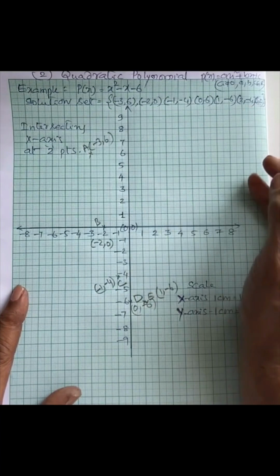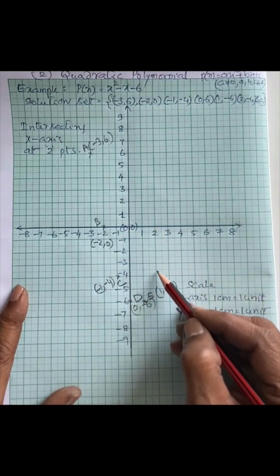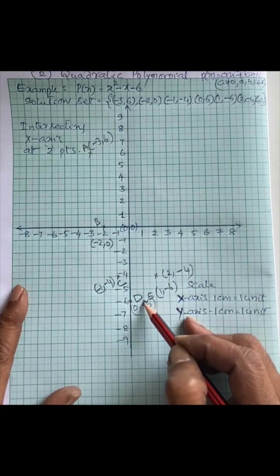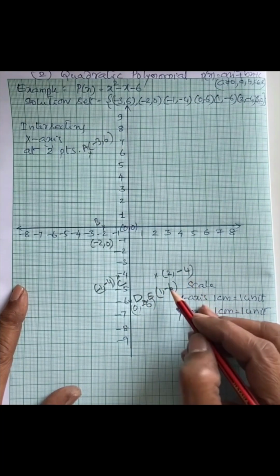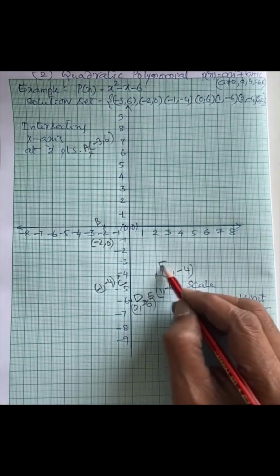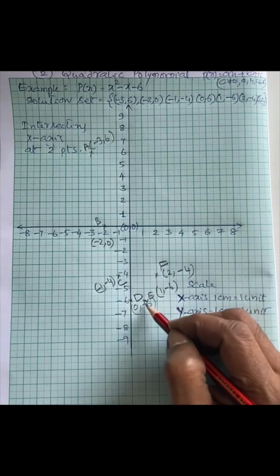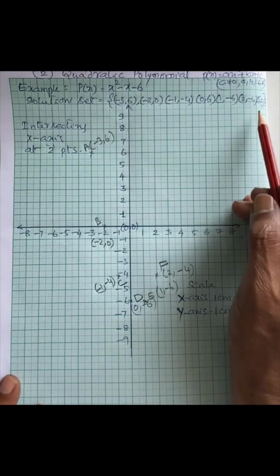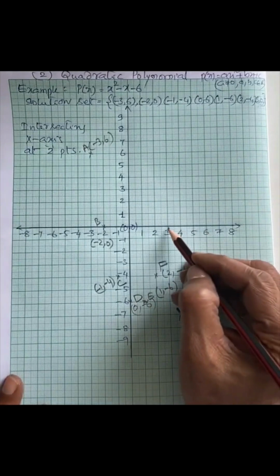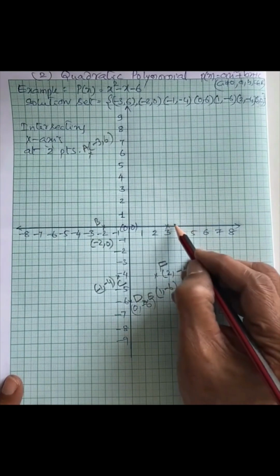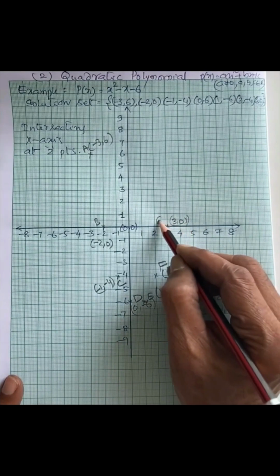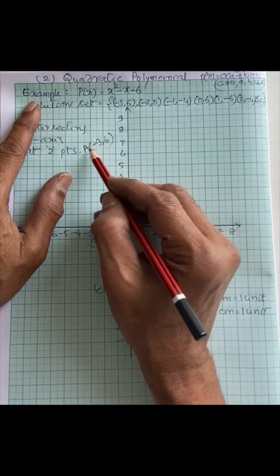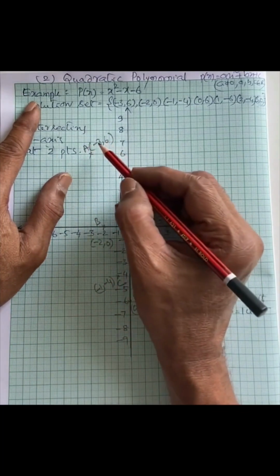Next, 2, minus 4. Where is 2, minus 4? 2, minus 4 will be here. This point is D, this point will be E, and this point is F. Then 3, 0. 3 is the zero of the polynomial, that's why this is 3, 0. This point will be G. And you have to draw the graph passing through these points. You know already this is a parabola. We drew the rough graph.